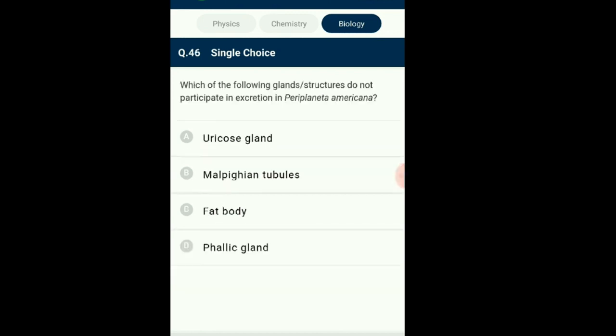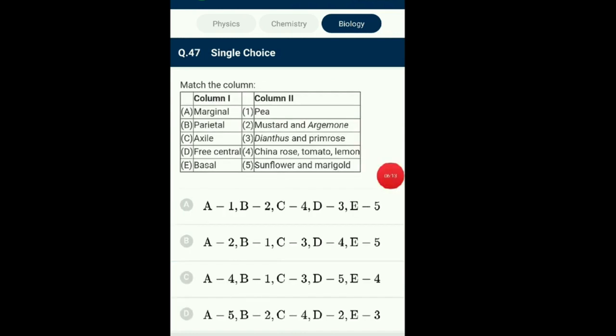Question number 46. Which of the following glands or structures do not participate in excretion in Periplaneta americana? Phallic gland is a part of the male reproductive system. Its duct opens near the male gonopore. It is also known as the conglobate gland. So the answer is option D, phallic gland. Question 47. Match column 1 with column 2.